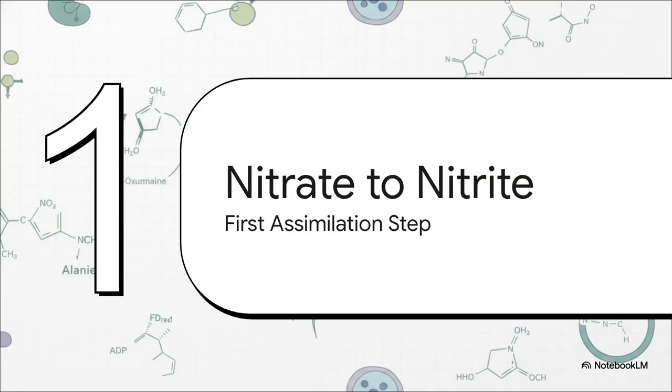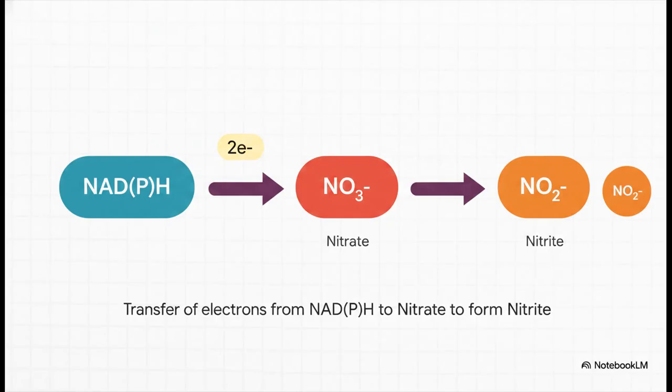Section 2, nitrate reduction to nitrite, the first assimilation step. Let's look at this equation to see how it builds the foundation for everything that comes next. This reaction happens right in the cytosol of the plant cell and is catalyzed by an enzyme called nitrate reductase, or NR for short. It's honestly like a beautiful mini-narrative of electron transfer.